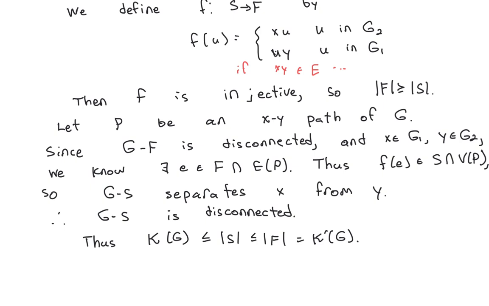Now I'll give the rest of the argument, but it's worth pointing out that you've basically separated x from y because you've removed all the neighbors. So you know it's not possible to get from x to y because it's not really possible to get from x to anything else. And so we see that the connectivity of G is at most this size, S, which is at most the size of our edge cut, which we defined to be a minimum edge cut.